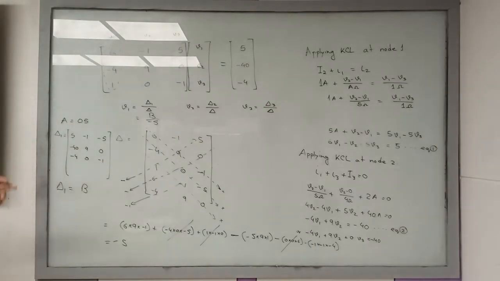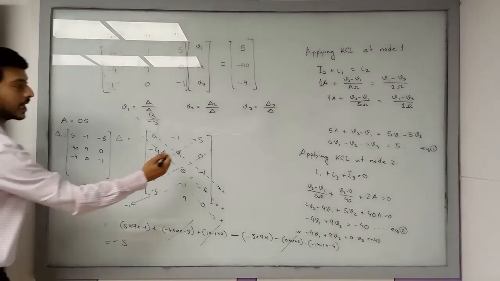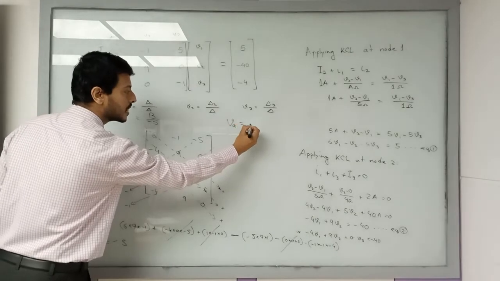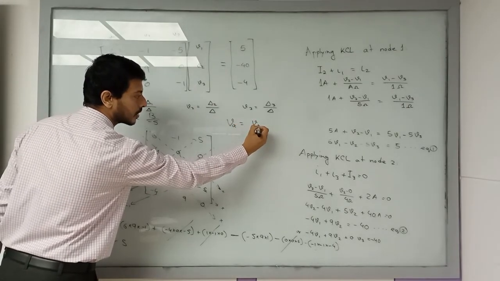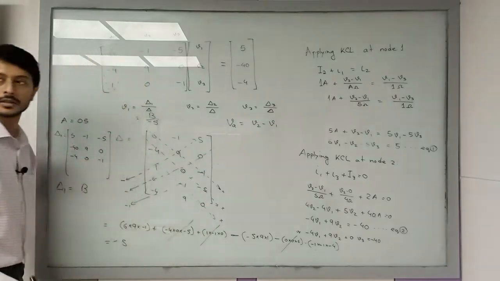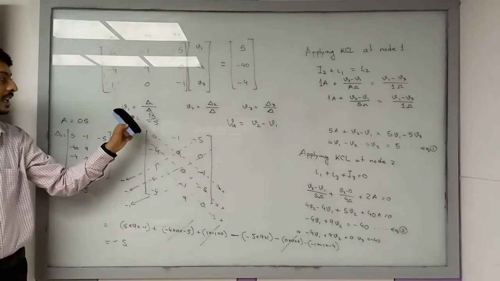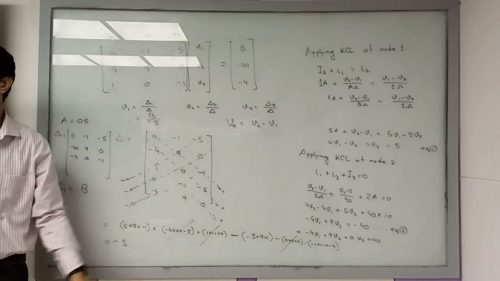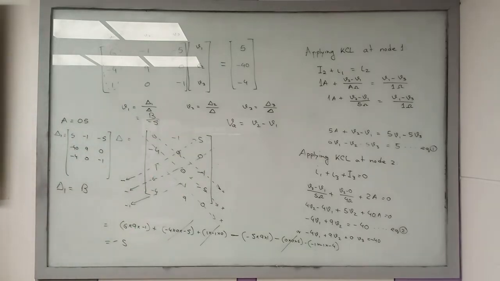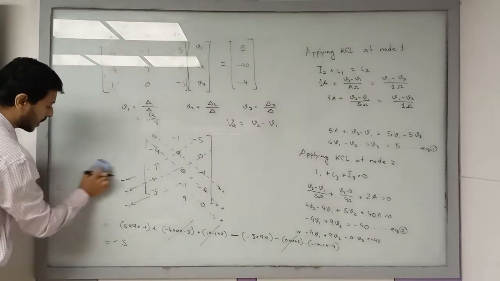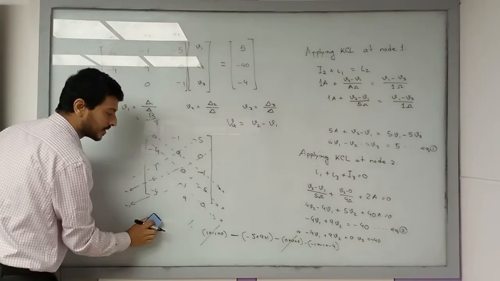Okay? So when you get V1, V2, and V3, you will be able to find the potential difference across the resistance R3, which is VA. So VA should be equal to V2 minus V1. When you get this value, this V2 minus V1 will give you the potential difference across the resistance R3. So this was the problem that I have given you in the exam quiz.